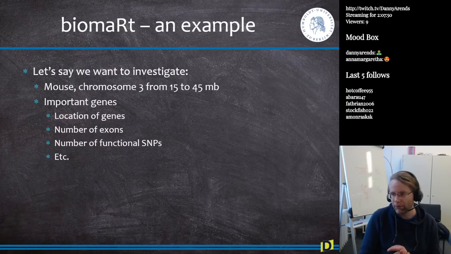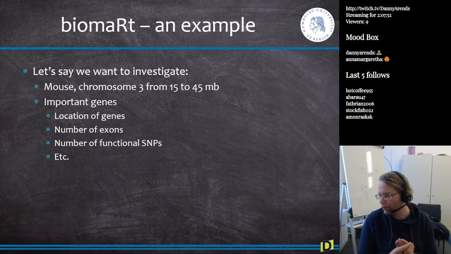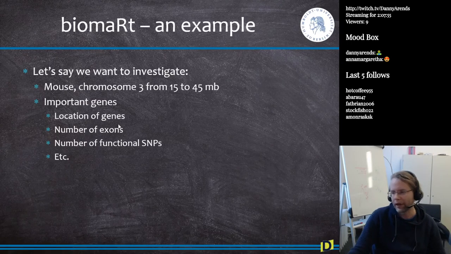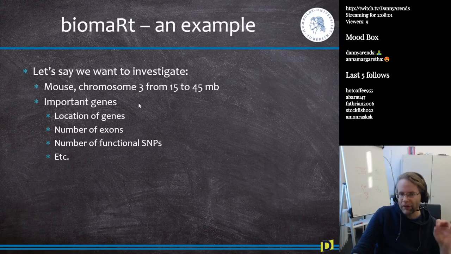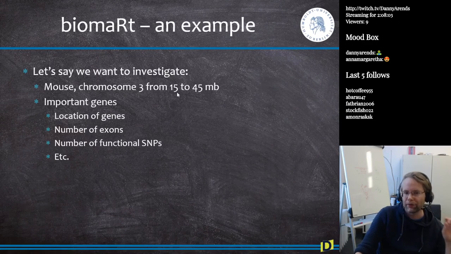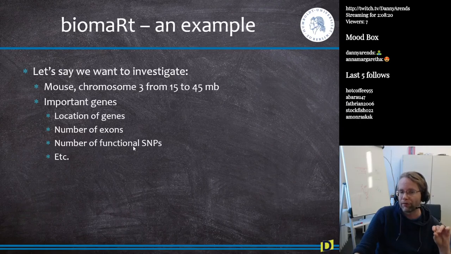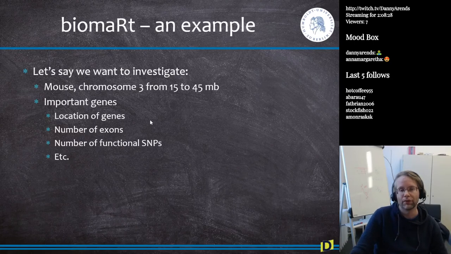All right, so let's do a very quick example. I hope that we can run through it and make the lecture a little bit longer instead of doing a break exactly after an hour. So let's say that we want to investigate mouse chromosome 3 from 15 to 45 megabases, right? We want to know something about genes, of course, so we want to know the location of the genes, the number of exons, and, for example, the number of functional SNPs, so SNPs which are located in the exons of the genes that are located in this region.